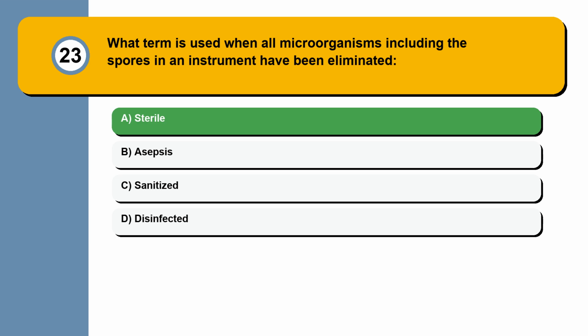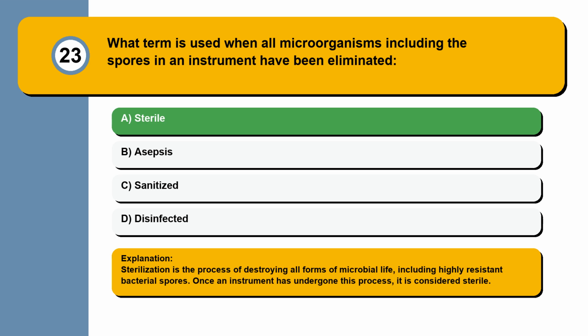Sterile. Explanation. Sterilization is the process of destroying all forms of microbial life, including highly resistant bacterial spores. Once an instrument has undergone this process, it is considered sterile.